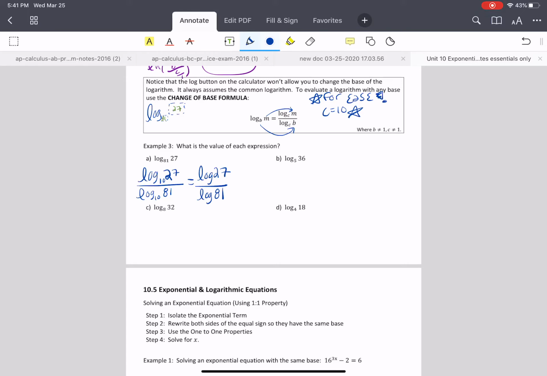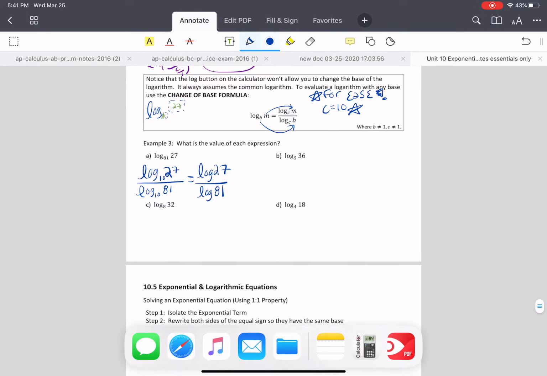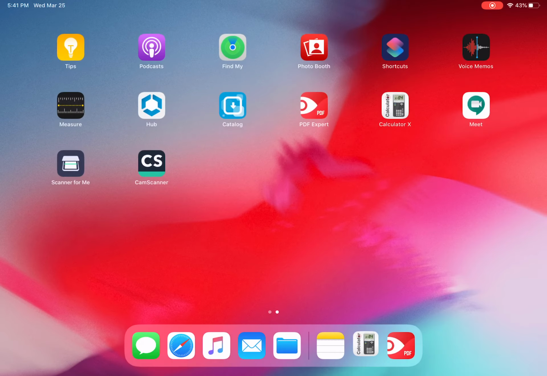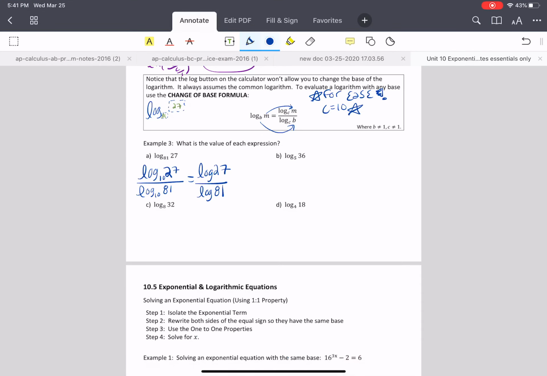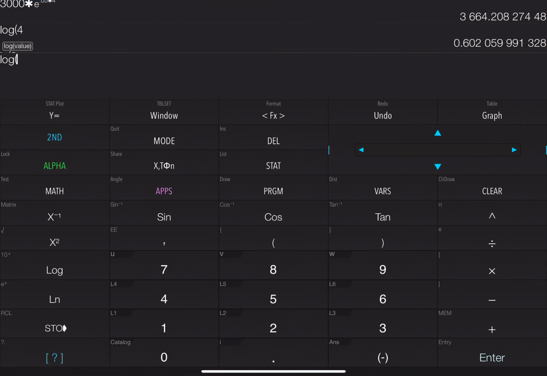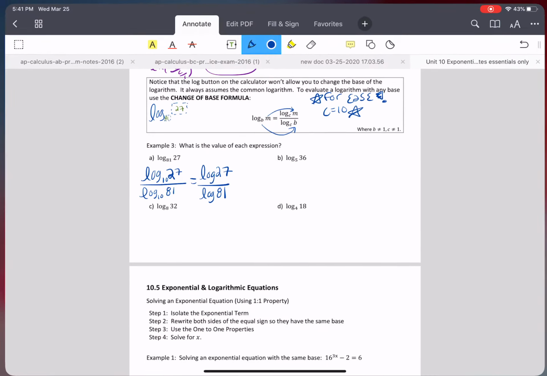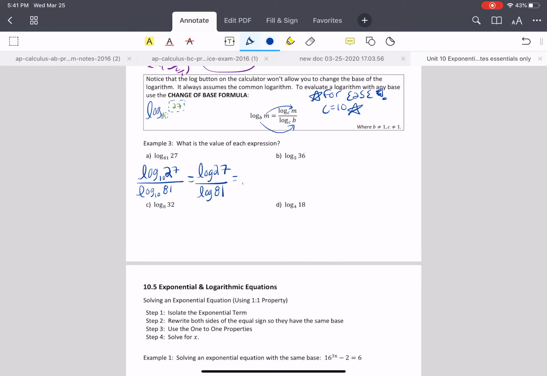Now I can type that into my calculator just like that. So let's do it. So if I have log of, pause, can't remember which one is 27. Log of 27 divided by log of 81. One thing a lot of people might do is forget to close that first parenthesis on the 27 before you put your division. Don't make that mistake. Enter, and so on this one, it's 0.75. So that would be 0.75.